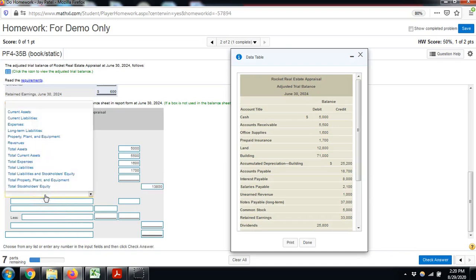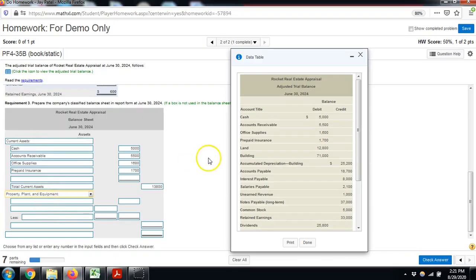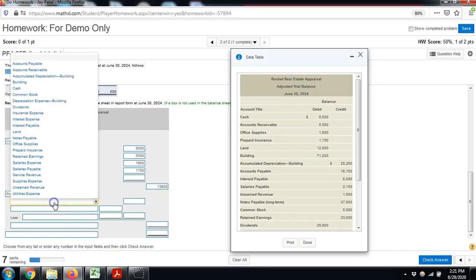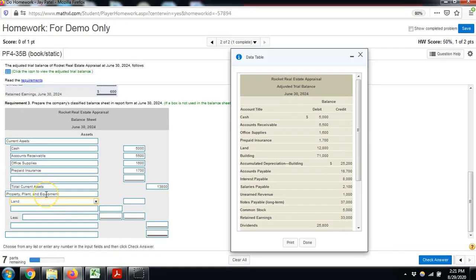Okay, so the next section is going to be property, plant, and equipment, and that's going to include our land and building. And so we know that this section down here is going to be building because we have space for our depreciation, and we know that land is not depreciated. So you kind of have to use your judgment and common sense to know how they're trying to set up this balance sheet to make sure you're putting stuff in the right place. So land.